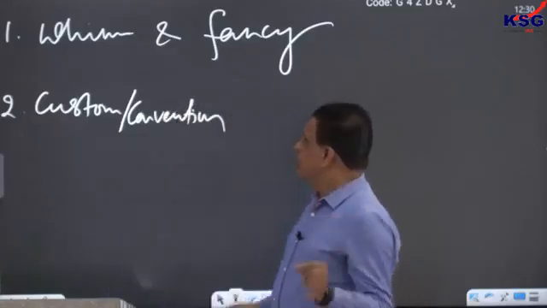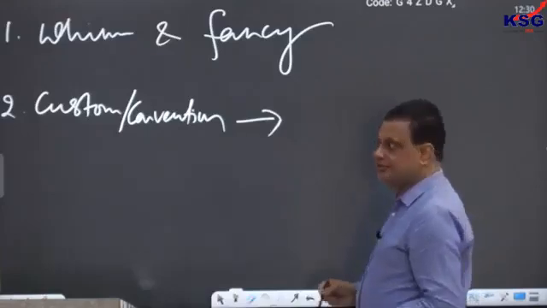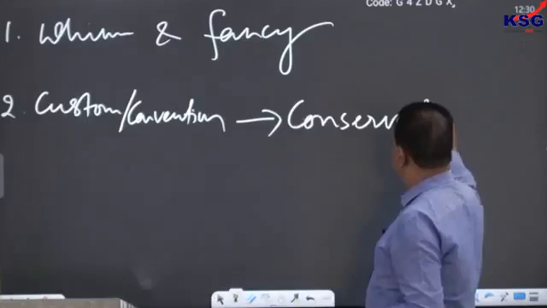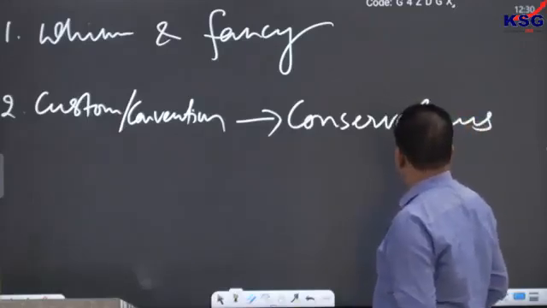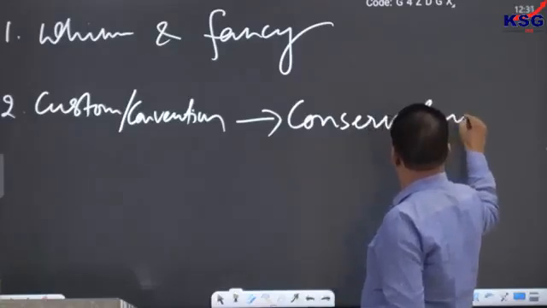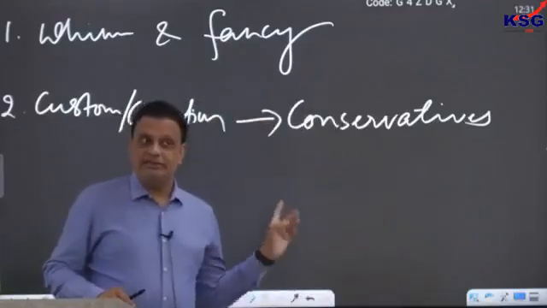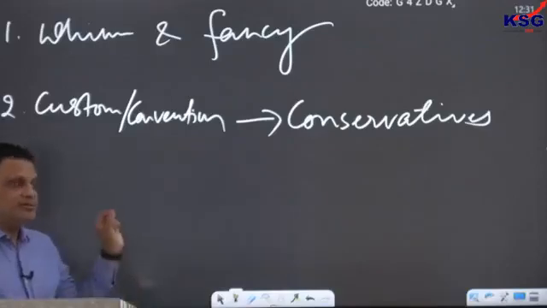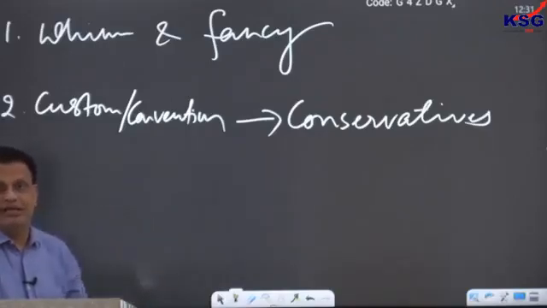Such people who believe that law must be the reflection of the custom and convention of the society are called conservatives. Who are the conservative people? Politicians or philosophers? Well, conservative people are the ones who believe that the purpose of the law is to conserve the tradition or custom of the society.